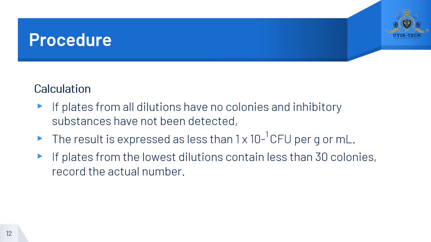If the plates from all dilutions have no colonies and inhibitory substances have not been detected, in such cases the result is expressed as less than 1 into 10 power 1 CFU per gram or ml. If the plates from the lowest dilution contain less than 30 colonies, we have to record the actual number, calculate using the formula, and report the result as CFU per gram or ml.